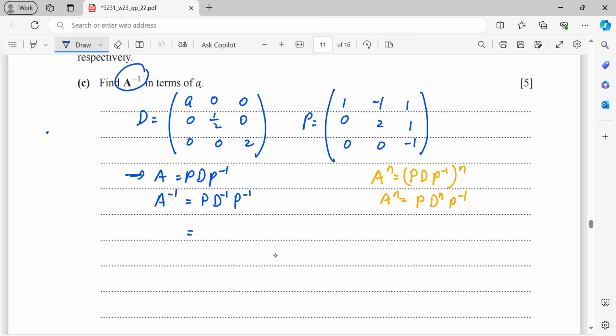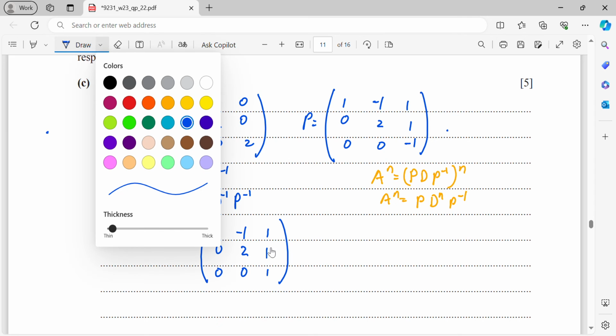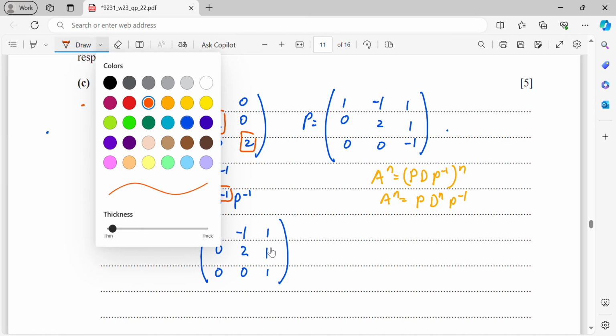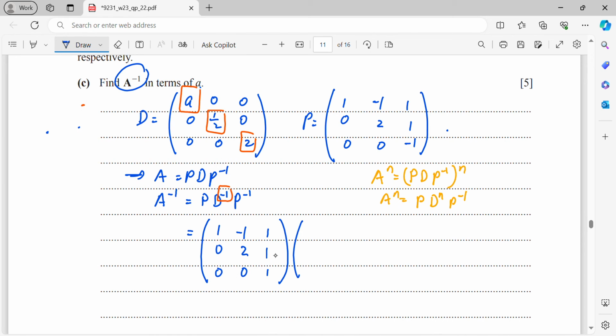And then now, to get the A inverse, I will rewrite my P. Now, for information, for the D, when you have any power, just consider the power of all the diagonals. So now the power is -1, so I will just consider the power of -1. Therefore, it is 1 over a, 0, 0, 0, 1 over half is 2, then 0, 0, half. Multiply with P inverse.